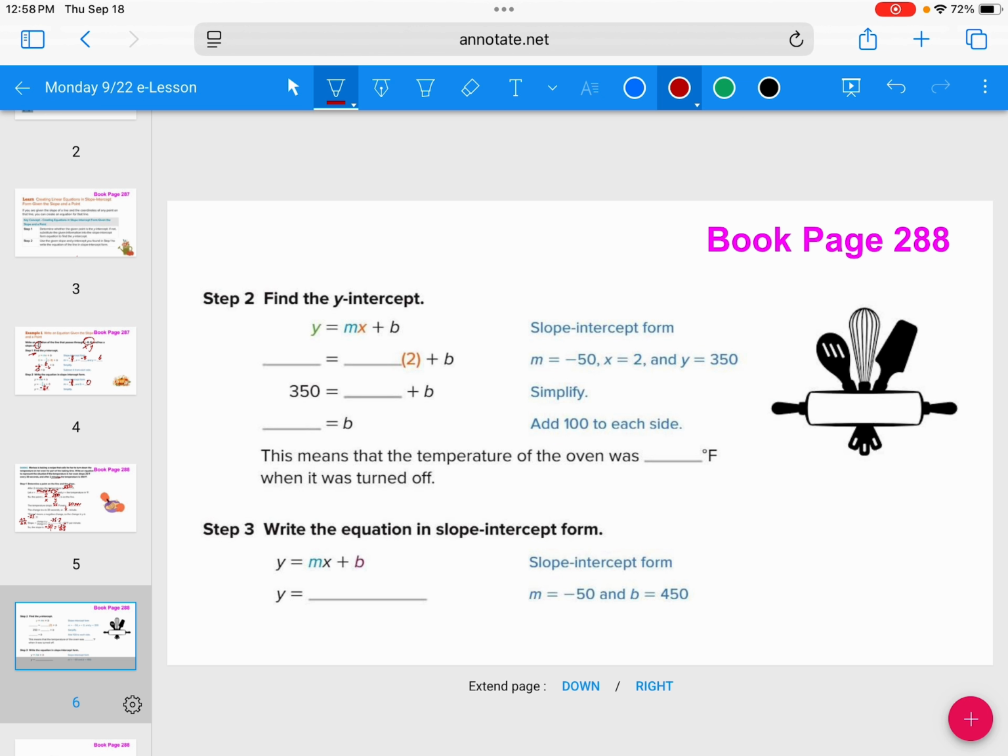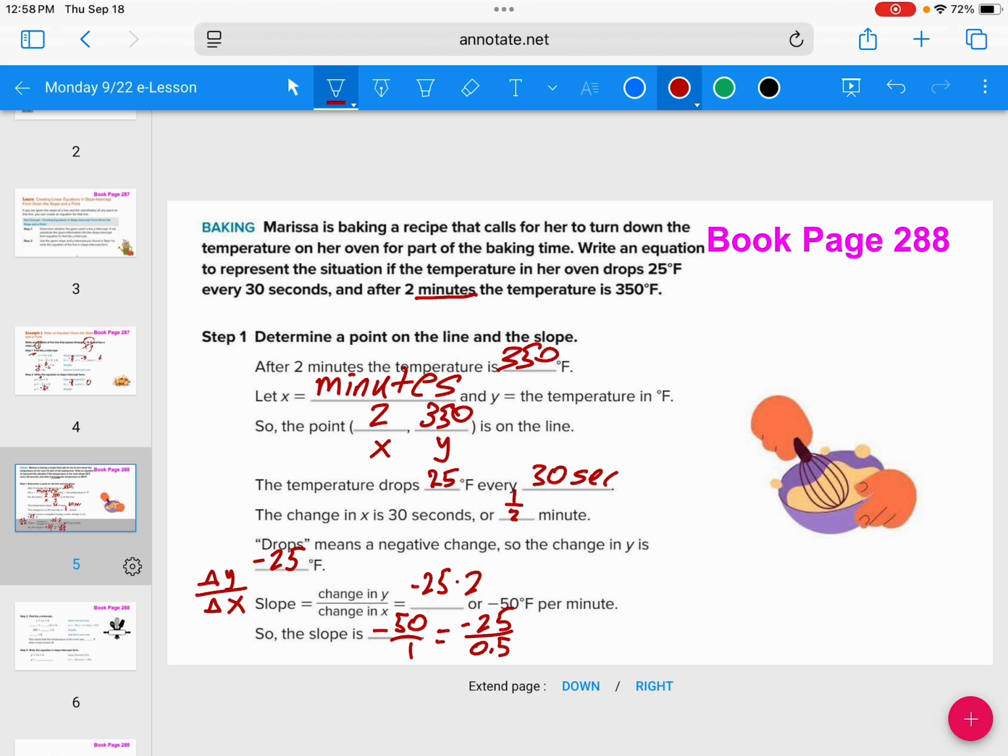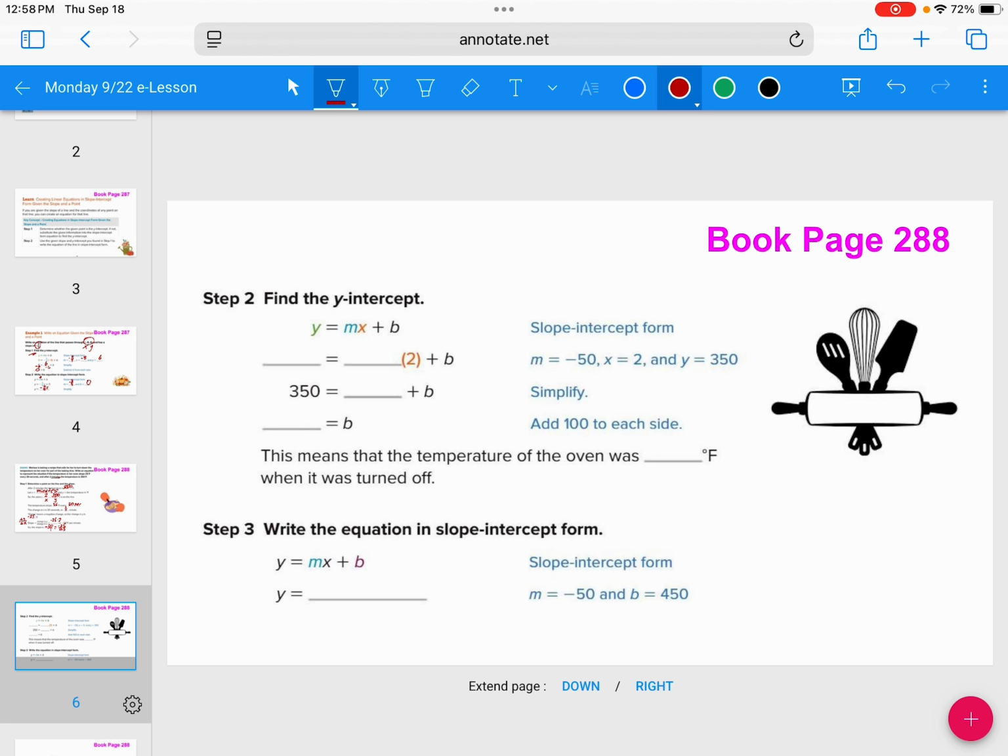Okay, moving on to the next slide. We are on book page 288 still. So step 2 of this problem, we are going to find our y-intercept, something from earlier in the chapter. We have slope-intercept form here, and we are going to insert our information that we have into this.